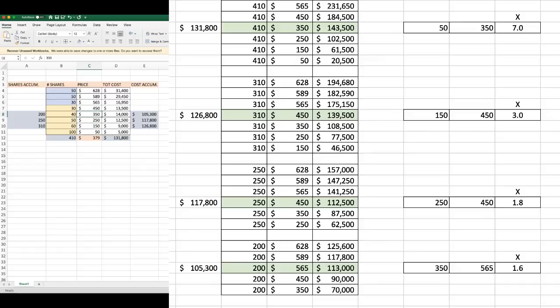So anyway, that's kind of how that works. It shows you how many times you're going to have to multiply to get back to your break even. So that gives you kind of an idea. Oh my gosh, if it drops down to 50, I'm going to have to 7x. So that's very unlikely at that point.